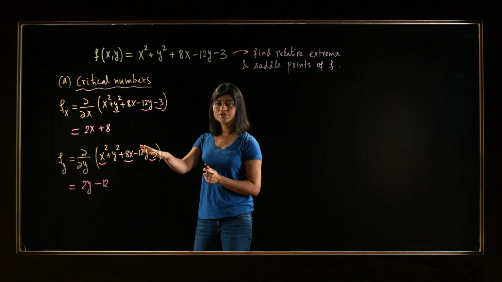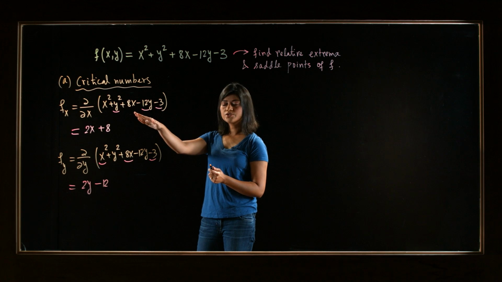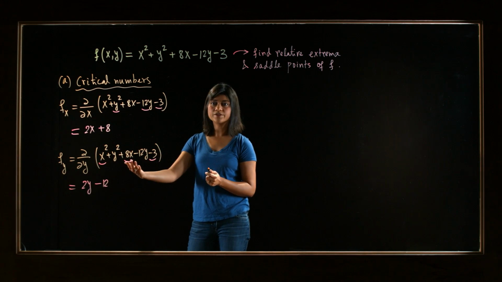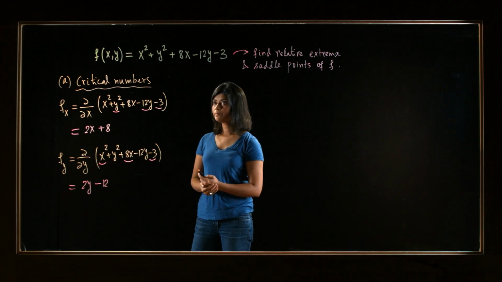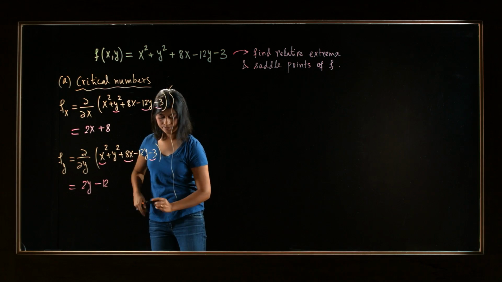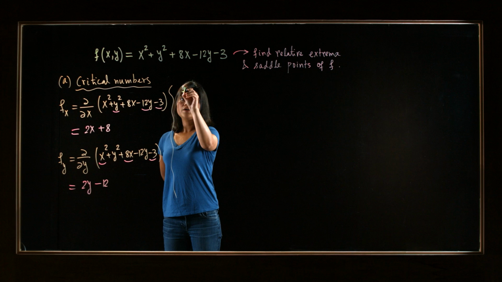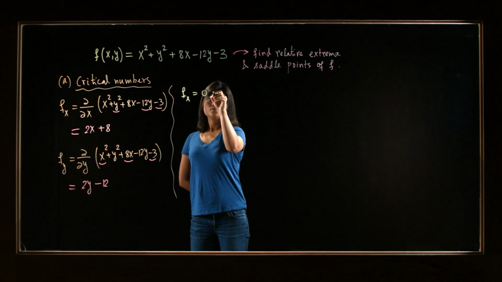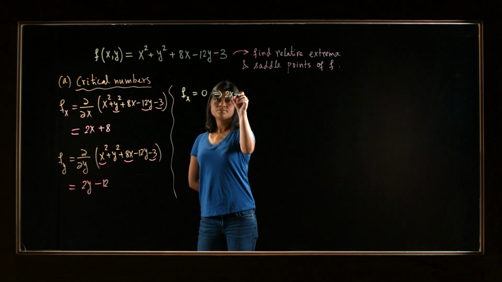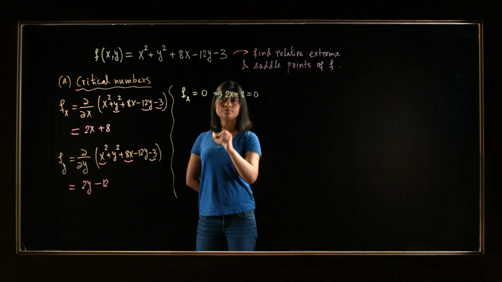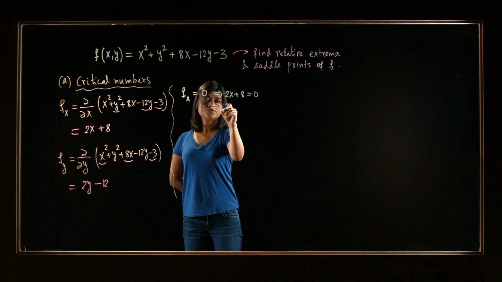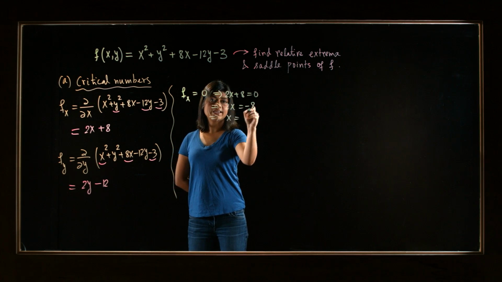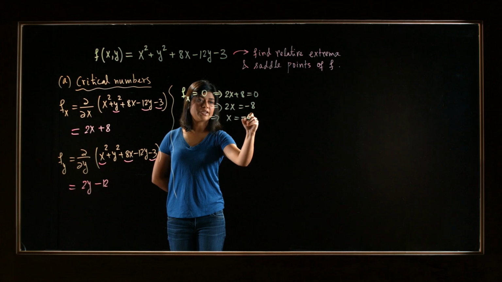Now remember how to compute critical numbers? Critical numbers will be computed by setting each one equal to 0 and solving for whatever point we find. So let's do that. fx equals 0 gives 2x plus 8 equal to 0, which means 2x is negative 8. So x is negative 8 divided by 2, so negative 4.